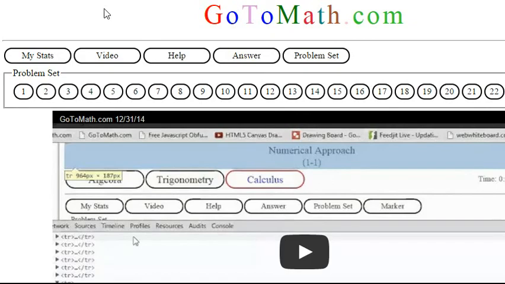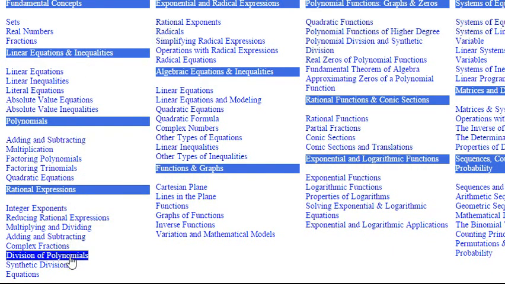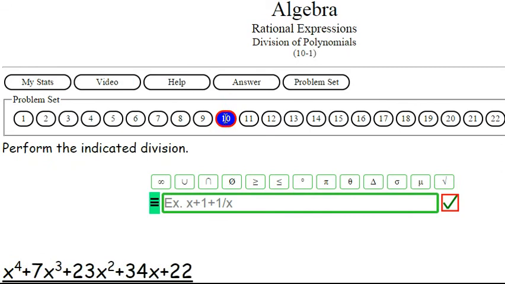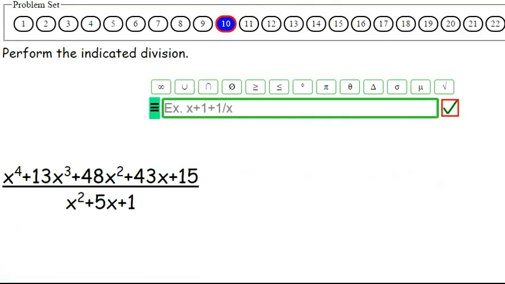Okay, we're over here at go-to-math.com. Click on Algebra. Let's go down to Division of Polynomials. And finally, the last problem. Whoa, I had 10.2. There it is. Finally, the last problem. And it looks like 10.1. And I think it probably actually is very much similar. Just a little bit more practice, I think, is what we're getting at here on this problem.